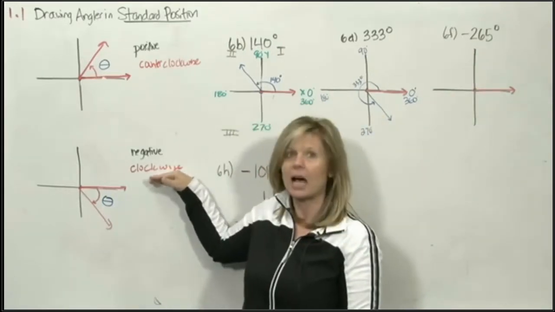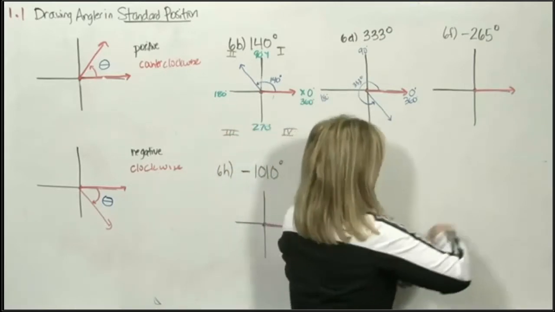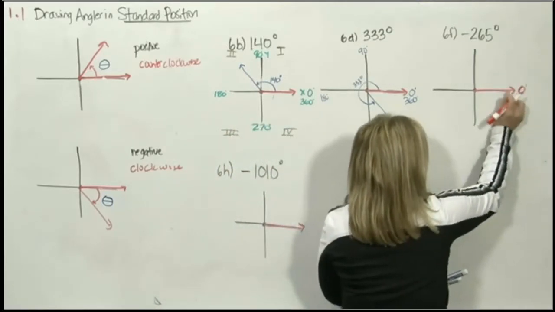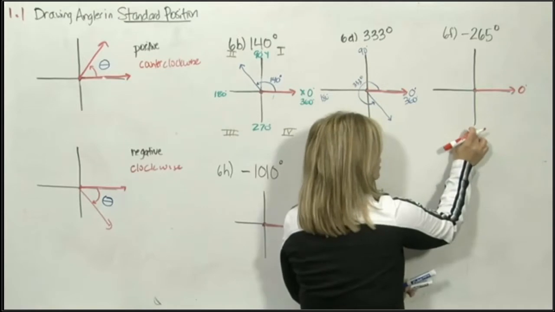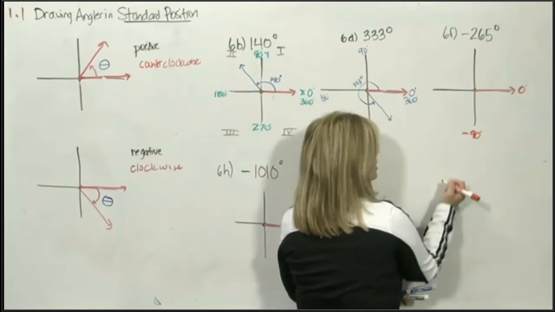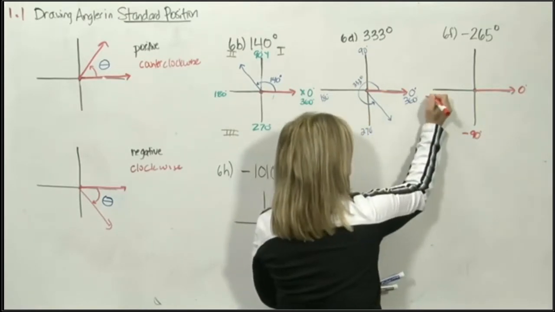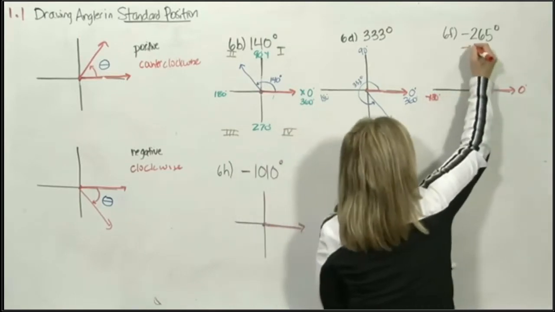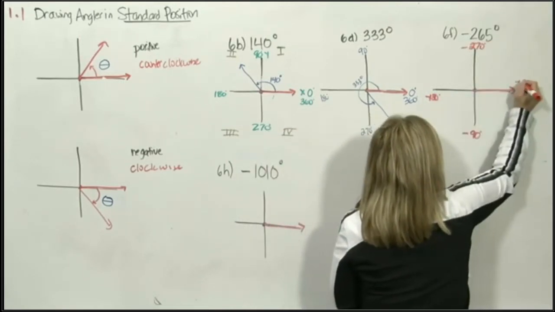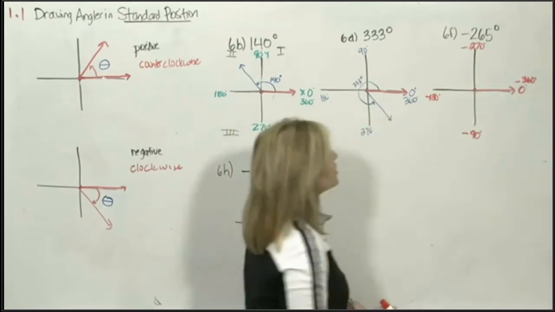You're going to rotate clockwise. So if you want, label. This is still 0 degrees. But if we're going clockwise, if we go here, this would be negative 90 degrees. Then if I landed here, this would be negative 180 degrees. Negative 270 degrees, negative 360 degrees.